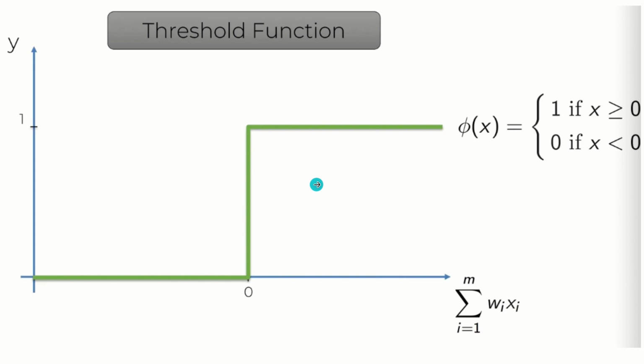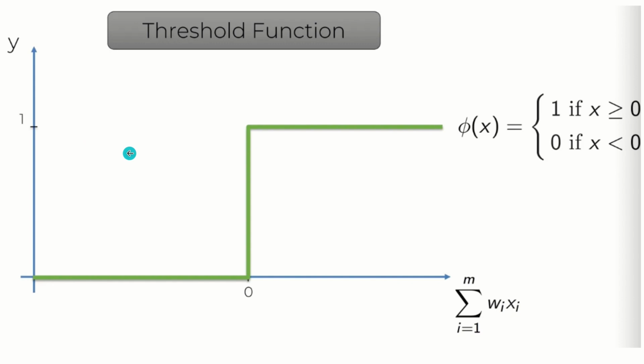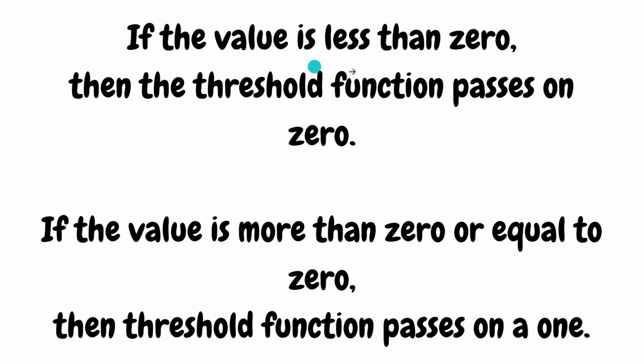The very first type of function we have is called the threshold function. It's a very simple type of function. You can see in this graph, on the x-axis we have the weighted sum of inputs. On the y-axis we have just the values from 0 to 1. The condition is: if the value is less than 0, then the threshold function passes on 0. If the value is more than or equal to 0, then the threshold function passes on 1. Basically it's a yes or no type of function, very straightforward and rigid, either yes or no, no other options.